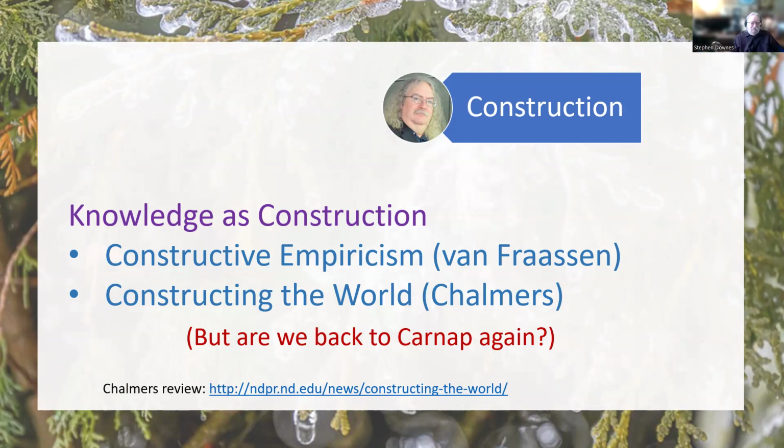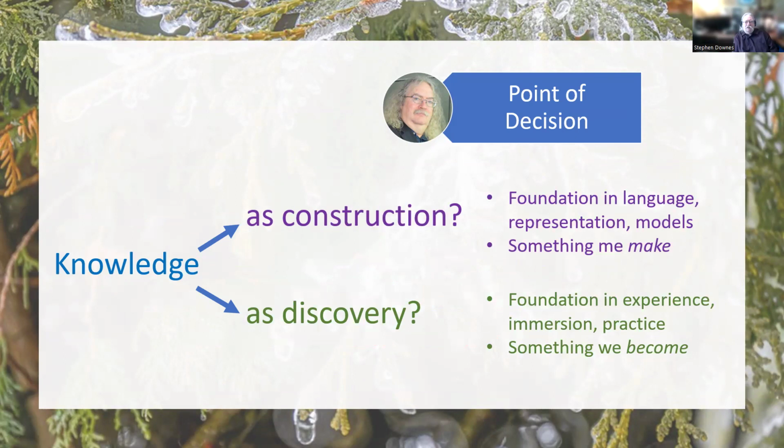Now, we get this idea from people like Bas van Fraassen or David Chalmers that knowledge is constructing the world out of sentences, propositions, words, systems of language. But the problem with that approach, at least to me, is that it takes us in a roundabout way right back to that idea that we're talking about things and properties of things the way we name them with words. That's not really what knowledge is. We reach a point of decision.